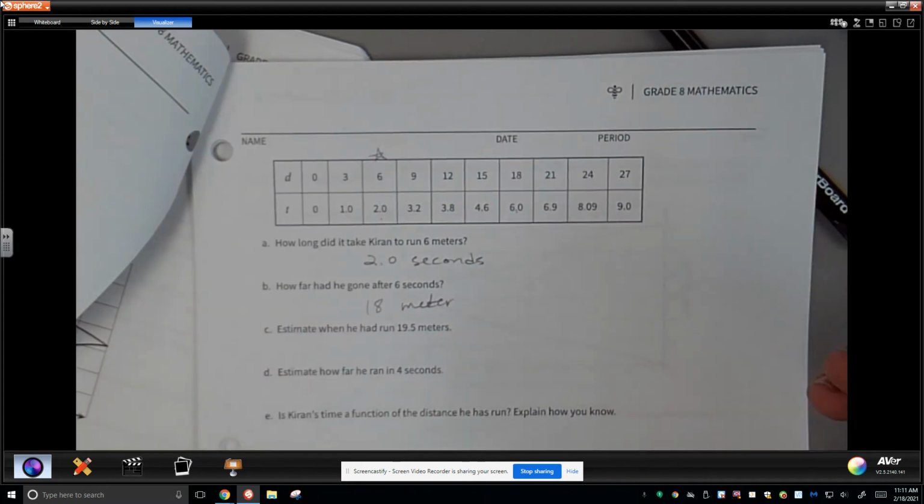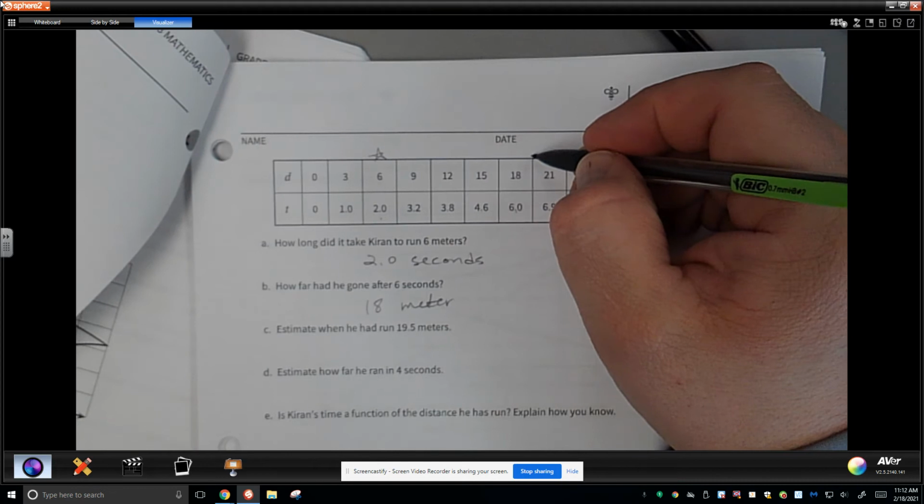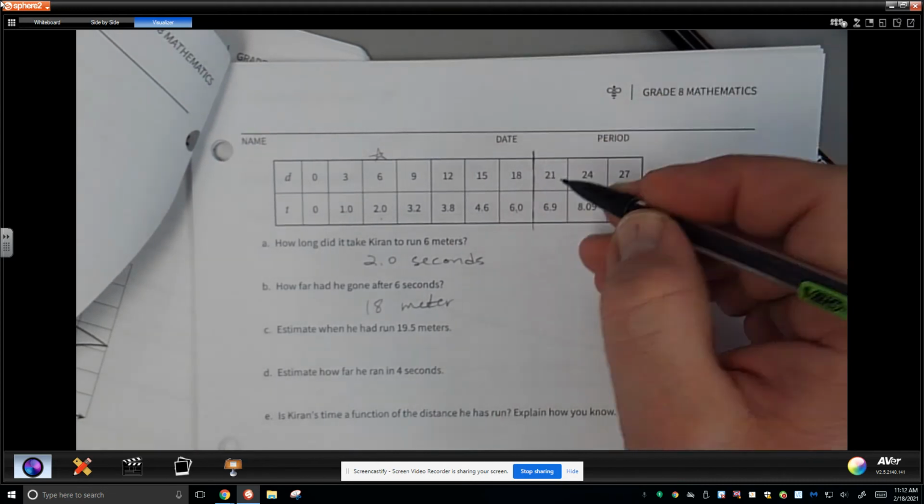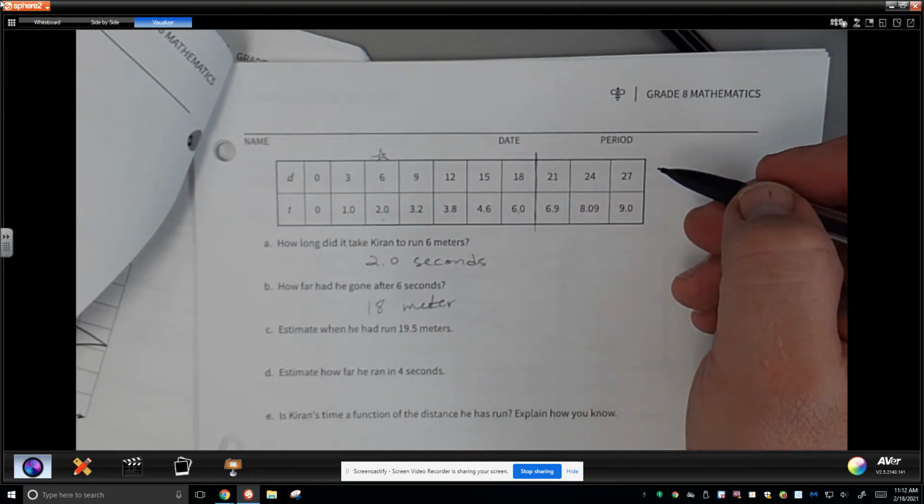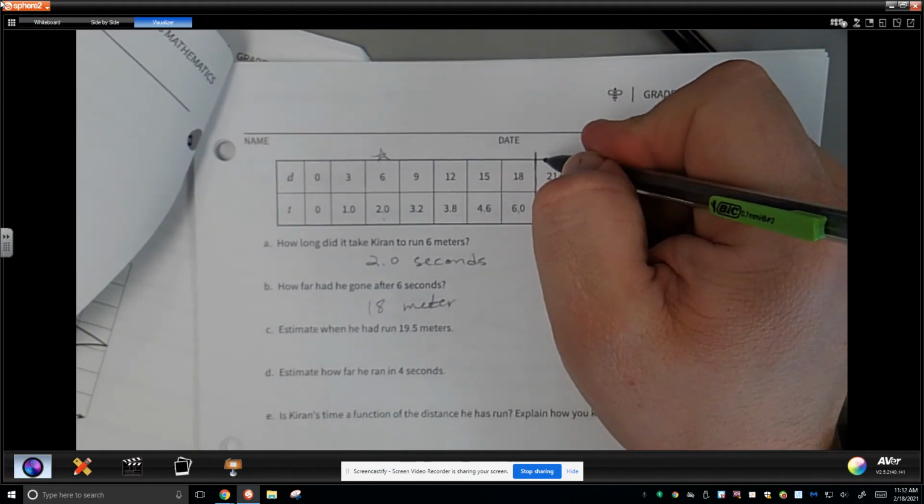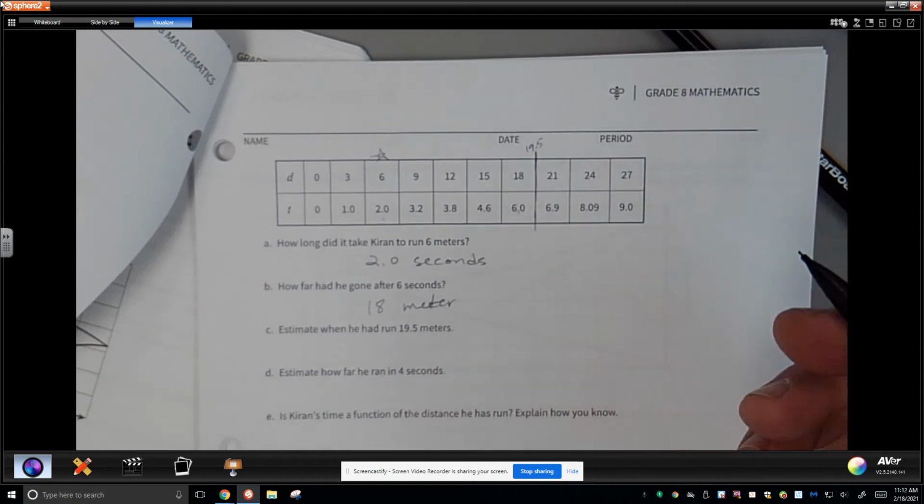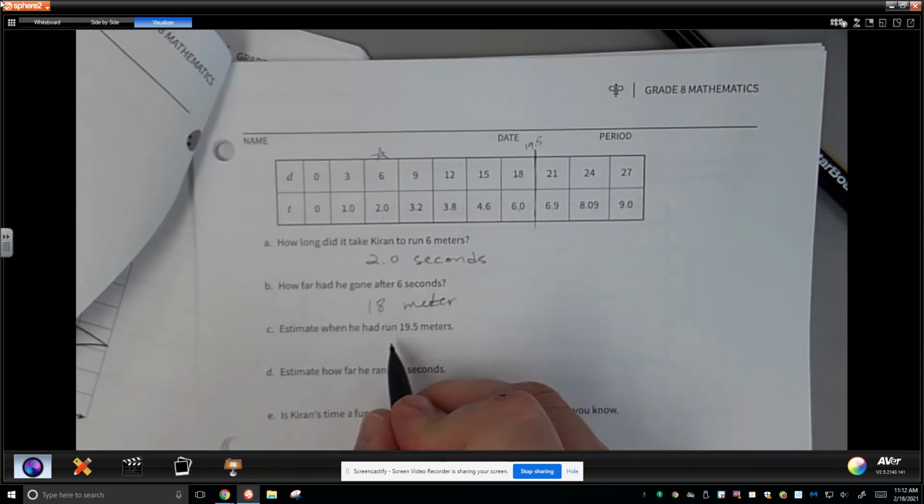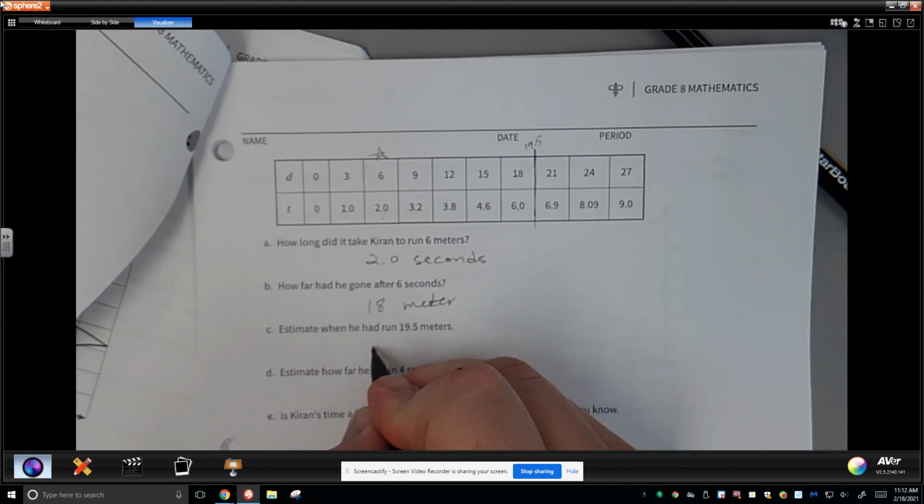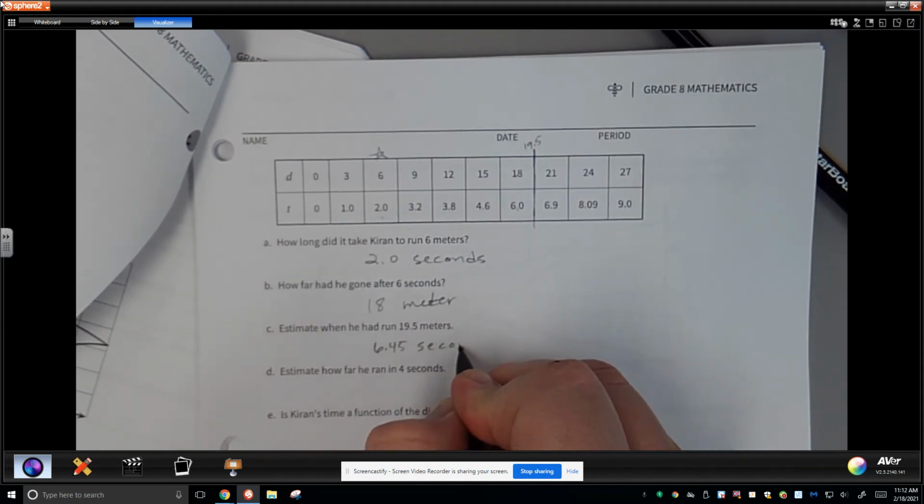Estimate when he ran 19.5 meters. 19.5 meters is actually exactly halfway between 18 and 21. And so if we're talking about 19.5 right here being halfway, then halfway between 6 and 49 hundredths, or 6 and 9 tenths, is going to be 6 and 45 hundredths seconds.